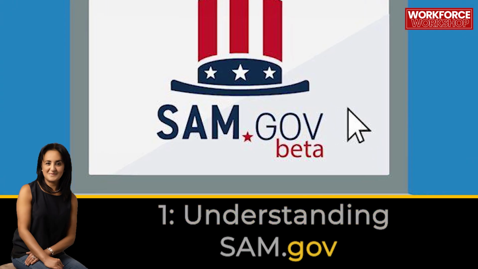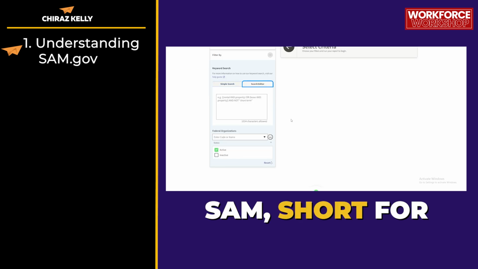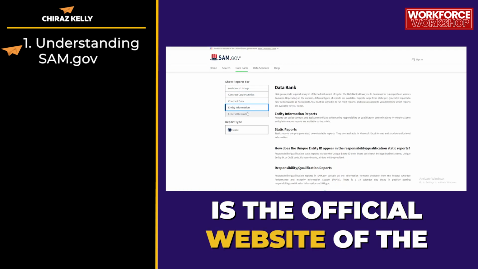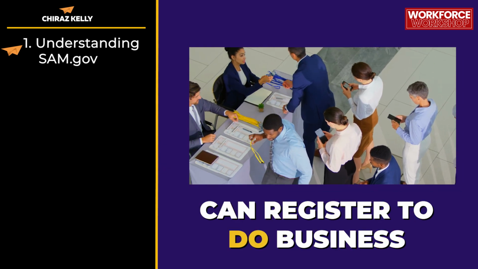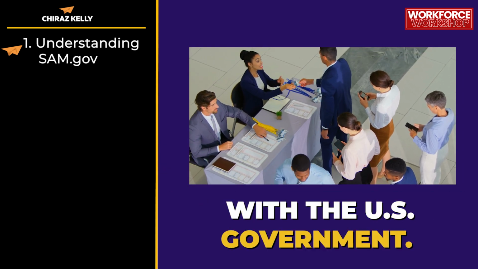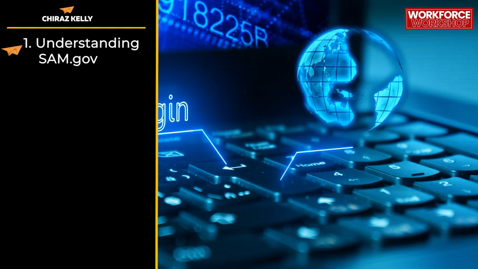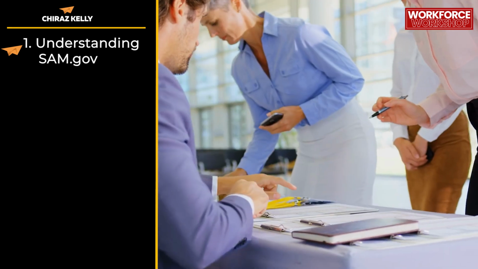Understanding SAM.gov. First things first, what is SAM.gov? SAM is short for System for Award Management. It is the official website of the US government where businesses can register to do business with the US government. It is a centralized hub where government agencies post procurement opportunities and where businesses can search for contracts that align with their expertise.